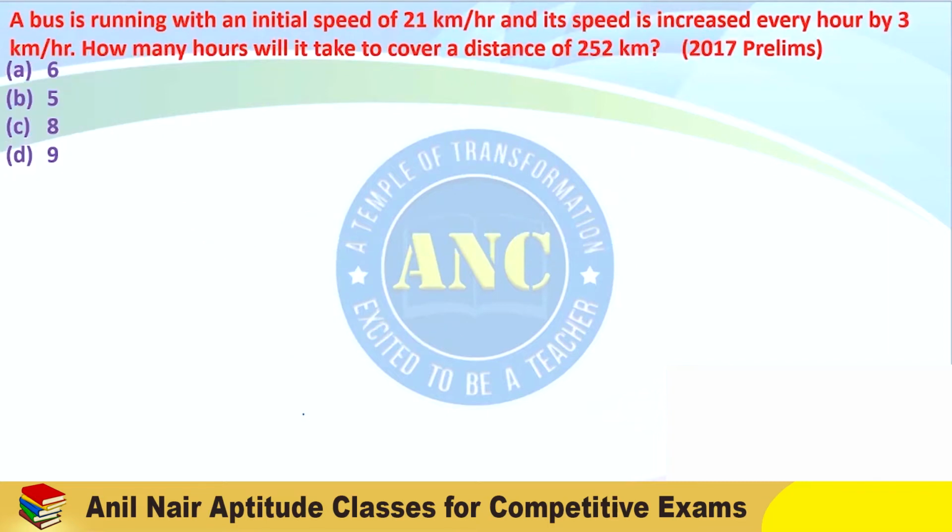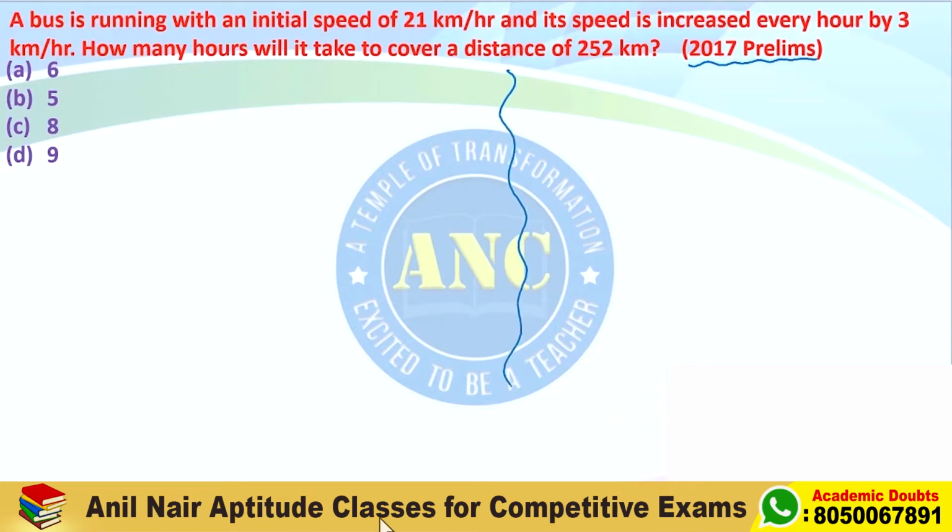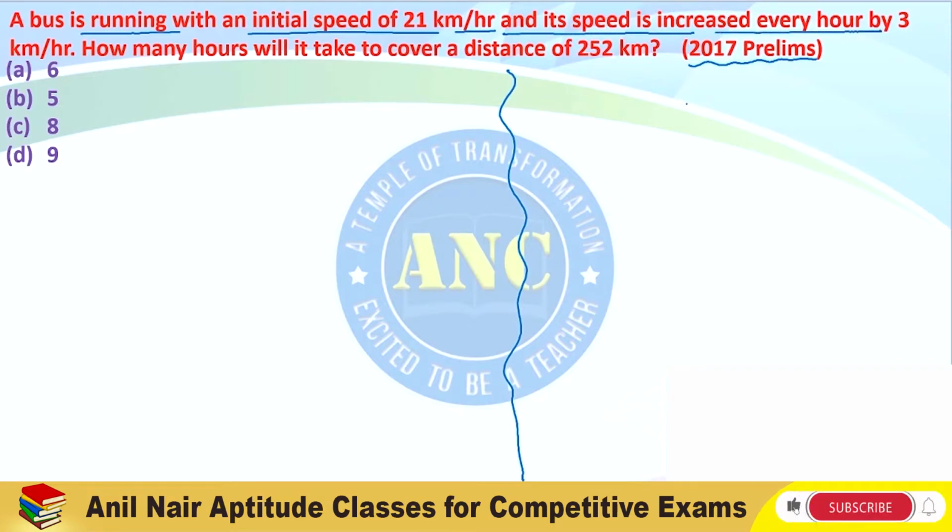Now you can see the next question, which is pretty similar to arithmetic progression once again, and it is your original prelims question 2017. Now see here, the question says, a bus is running with an initial speed of 21 kilometers per hour, and its speed is increased every hour. After every 1 hour, its speed is increased. By how much will it increase? It will increase by 3 kilometers after every 1 hour. In the previous question, it was a 2 kilometers per hour increase. In this question, it is a 3 kilometers per hour increase.